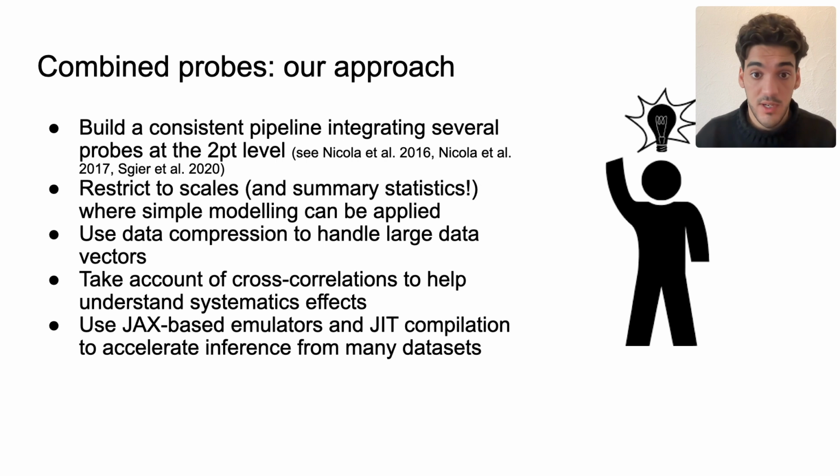And as I said before, we can use these cross-correlations to help calibrate our systematics, and we'll see an example of that in a little bit. And finally, to make this all computationally feasible, we need to have a quick pipeline, and to do that, we have written everything in JAX and built emulators for our theory predictions such that the whole pipeline is differentiable and can be JIT compiled to make everything very rapid.